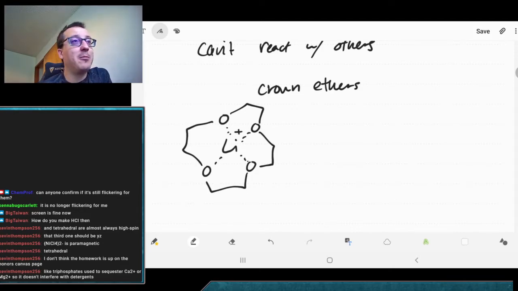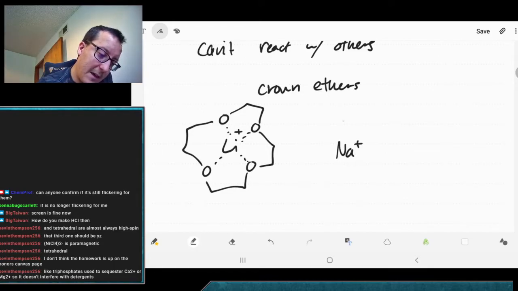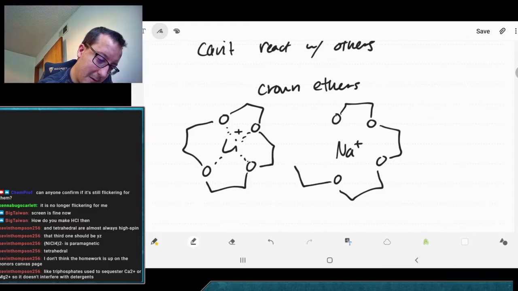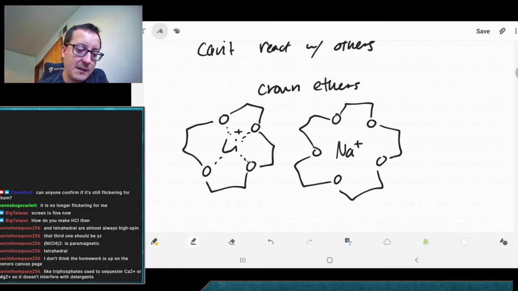That are able to do the same thing. So yeah, you can use phosphates as well. They have plenty of negative charges to interact with other things. You can precipitate things out of detergents that way. Yeah, for sure. Crown ethers are kind of a special case because they're able to interact with these alkali metals, which don't normally form complexes.